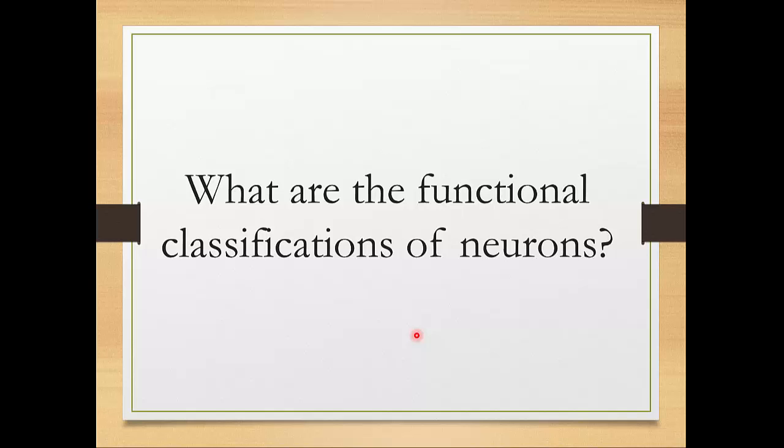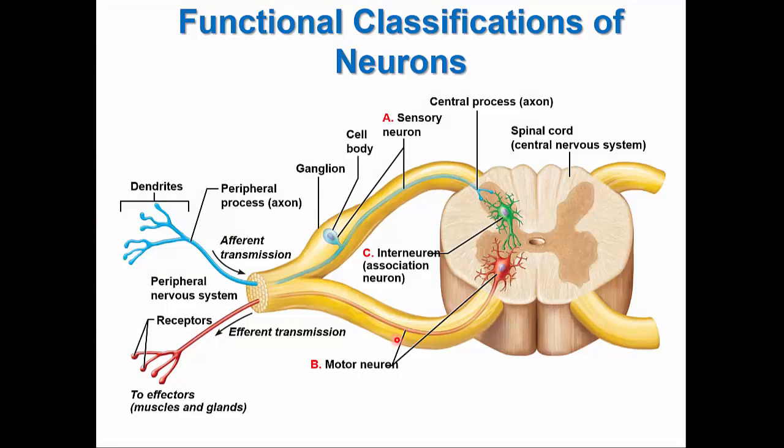What are the functional classifications of neurons? So neurons can be broken down into functional and structural classifications. So we're first going to look at the functional classifications. The different functional classifications of neurons are sensory neurons, motor neurons, and then interneurons.